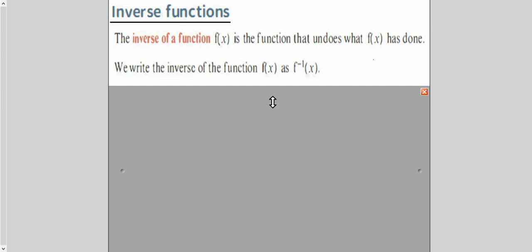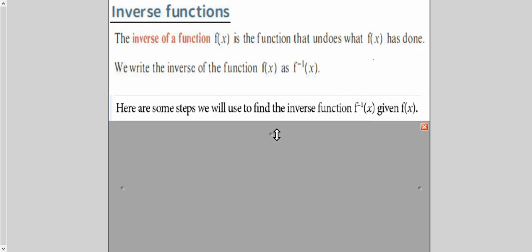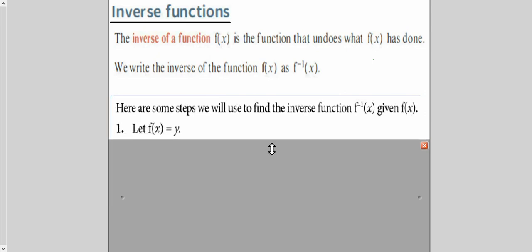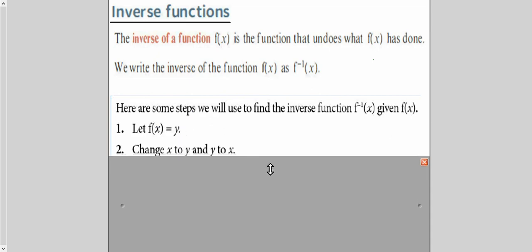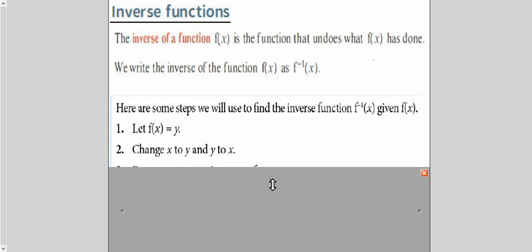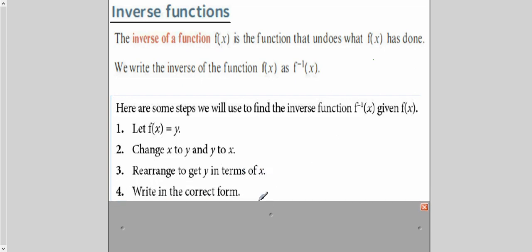So let's see the procedure. How do we find the inverse function? There are certain steps. If you remember them, you can follow them and find it out. Let f(x) equal y. After that, I will take a specific example to show you. First of all, I'm telling you the steps. Once you put the function equal to y, then you replace x by y and y by x. After that, you make y the subject in terms of x, and what you get is your inverse function.